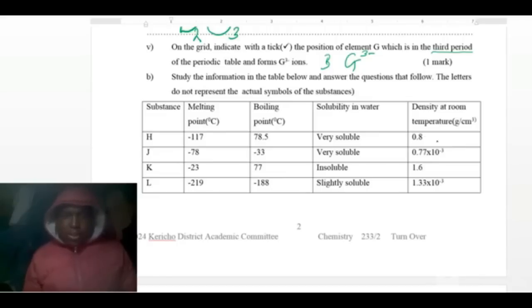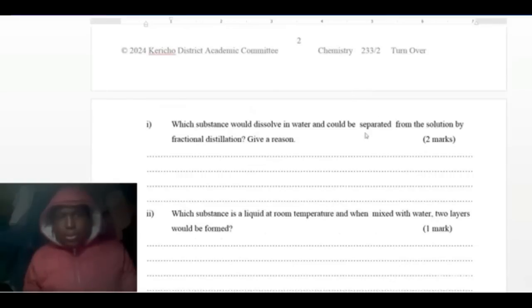The density of each of them has been given. This one is the same as this is 0, so it equals 0.077. This one is the same as 0.00133. This is the same as that. So it is important to analyze the table that you have been given. Which substance would dissolve in water and could be separated from solution by fractional distillation?